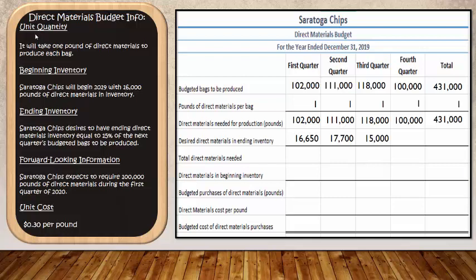We multiply that by the 15% that they want to have at the end of the prior period. 100,000 times 0.15 means that they're going to need 15,000 pounds of potatoes at the end of the third quarter.